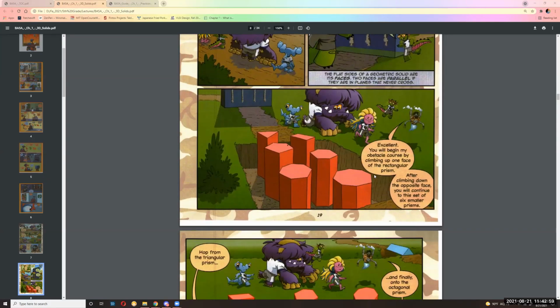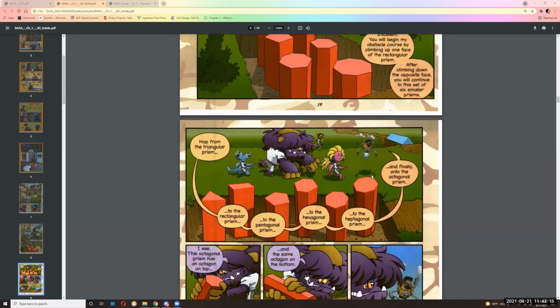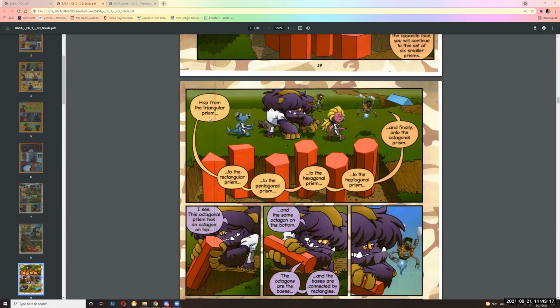Excellent. You will begin my obstacle course by climbing up one face of the rectangular prism. After climbing down the opposite face, you will continue to the set of 6 smaller prisms. Hop from the triangular prism to the rectangular prism to the pentagonal prism to the hexagonal prism to the heptagonal prism, and finally onto the octagonal prism.